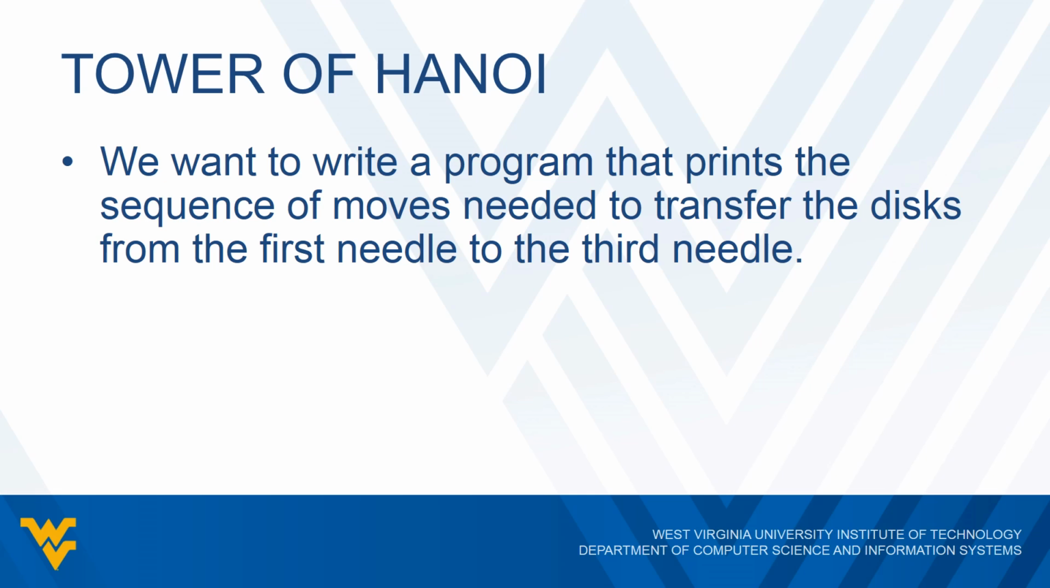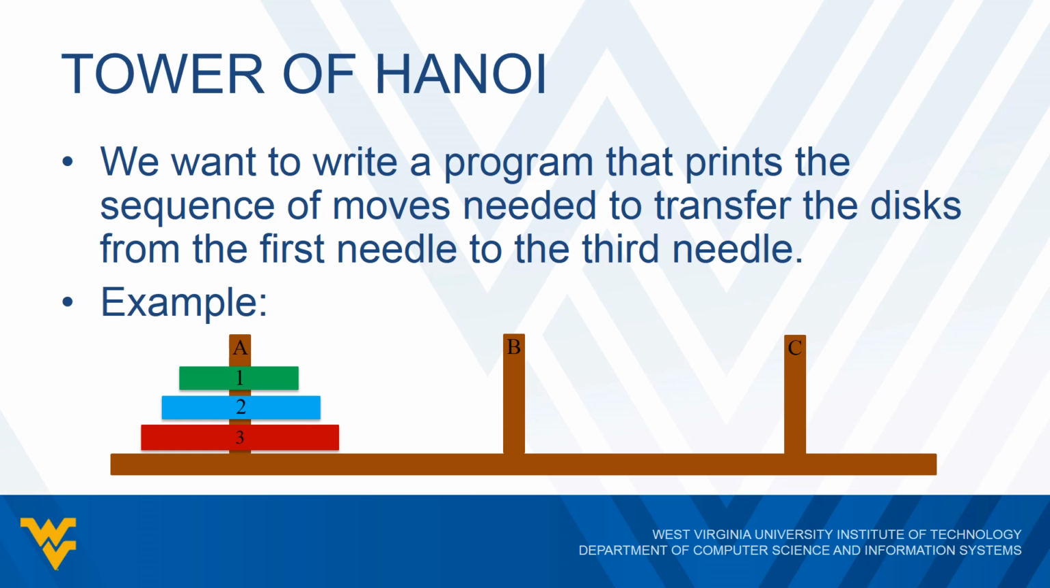So let me just show you an example of what this would look like. Here's an example with 3 discs. So we have disc 1, 2, and 3. We see that the third one is the largest disc, at least I tried to draw it that way. The second disc is the second largest, and then the first disc, disc 1, is the smallest, and we have 3 needles, which I'm calling A, B, and C here. So our task is to take these 3 discs and move them to the third needle.